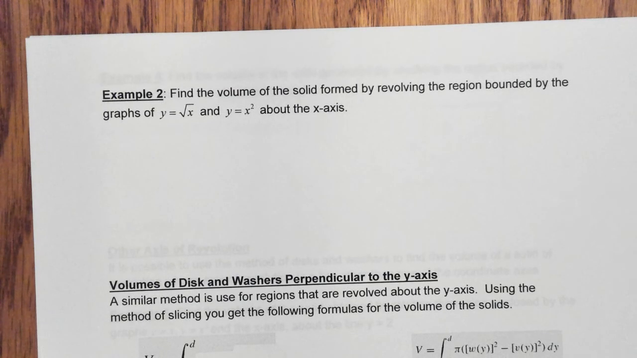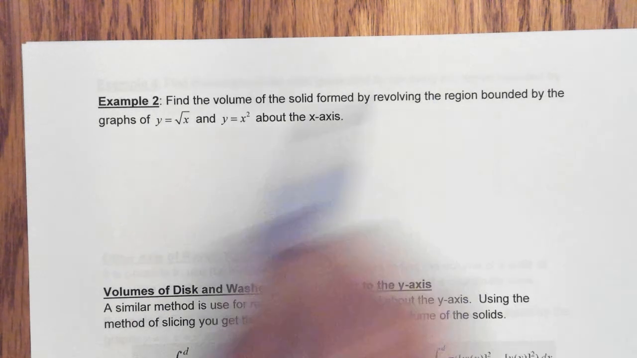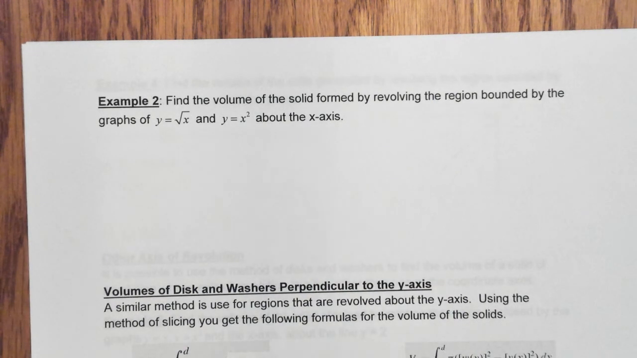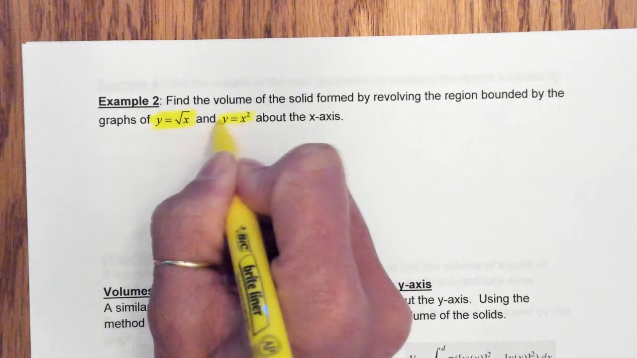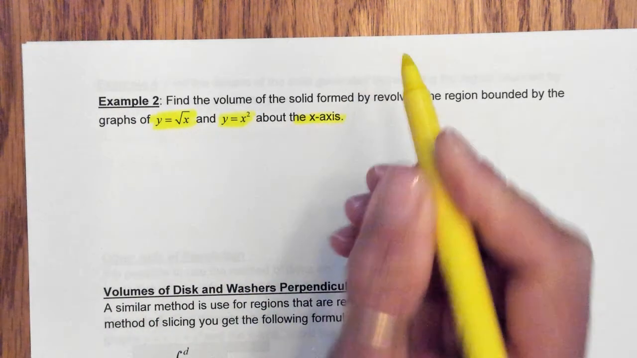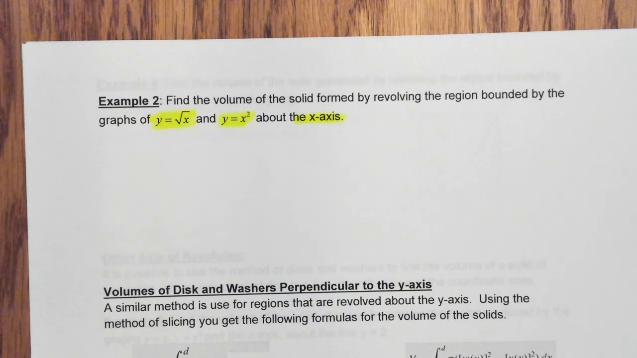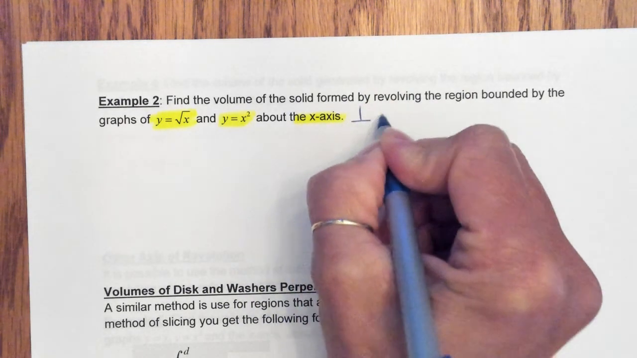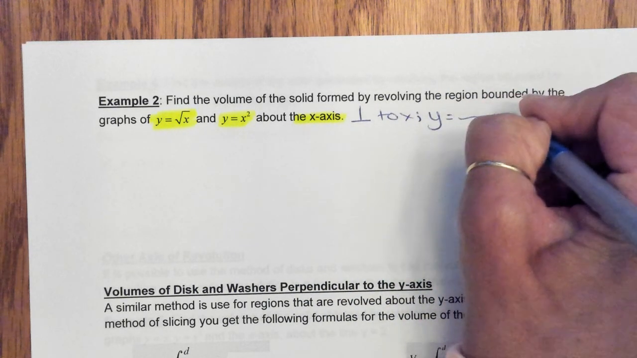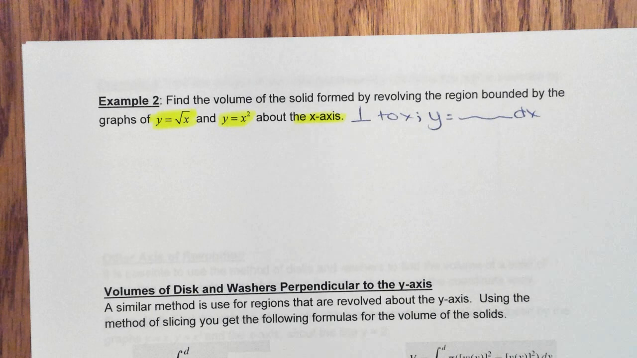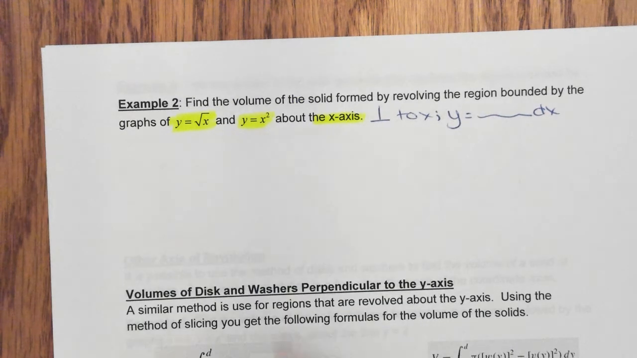Okay, top of page 14, we want to find the volume of the solid formed by revolving the region bounded by the following graphs. So we have y is equal to the square root of x, and y is equal to x squared about the x-axis. So again, about the x-axis is the same thing as perpendicular to x, which means we have y is equal to something dx. That's going to be what we have for our integral. So what we need to take a look at first is, what does our graph look like?